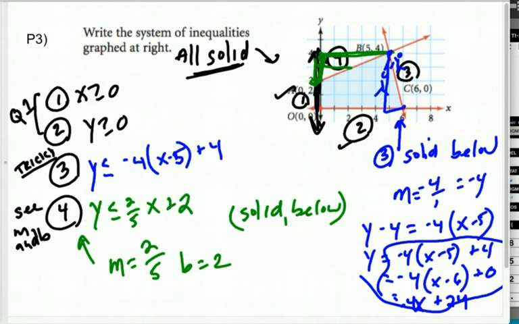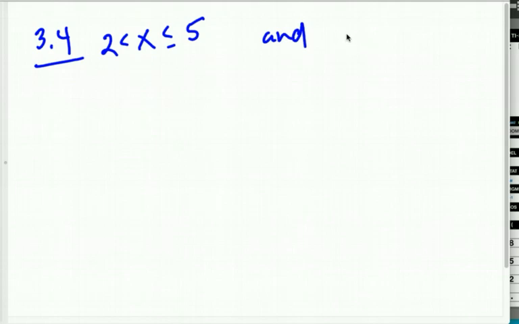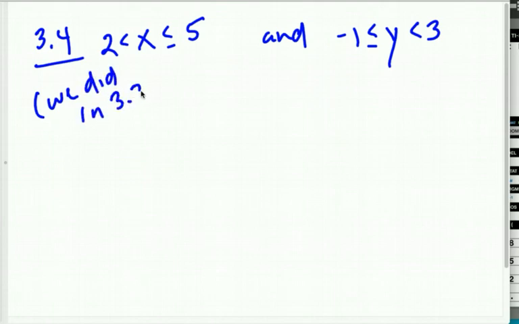3.4 also lists, just to make a note, so 3.4 is actually the one, if you look in the book, that has examples like this, and something like negative 1 is less than or equal to y is less than 3, right? But we actually did that the other day, right? So we did that in 3.3 because that's kind of naturally where it came up when we were learning to graph the horizontal and vertical lines.